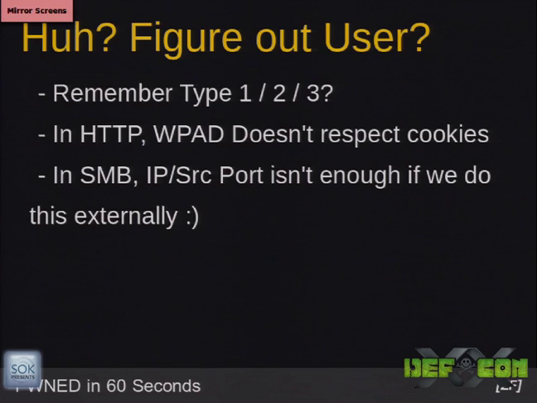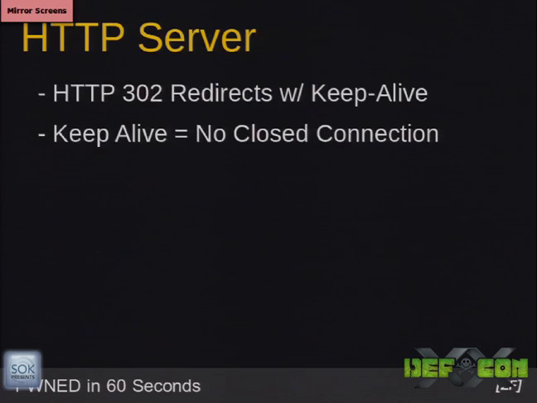The reason we do this is that in HTTP, WPAD and other requests don't always support cookies, and identifying them over SMB using an IP and source doesn't work if you're doing it across the internet behind a NAT. So for the HTTP server, the way we coded this was a 302 redirect with keep alive. Keep alive keeps the session open, so the socket's not closing. After we authenticate them, we know who they are for the rest of that session.